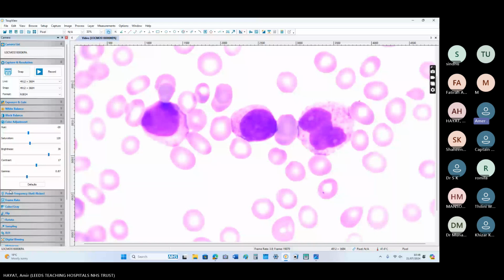If you are suspecting APML on the blood film, you have to start the treatment for the patient after explaining the probable diagnosis to the patient. Right. What is the risk category of this particular patient? Is he high risk or low risk? He's APML. High risk. And why is that?